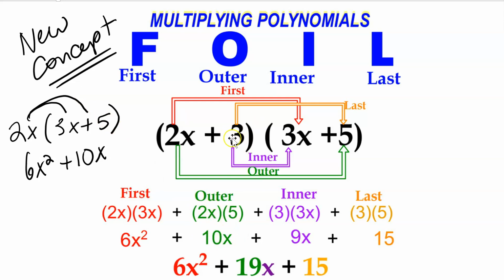But now the 3 is over here, and we can't forget about the 3. The 3 is still being multiplied by this. This is for teaching purposes, you don't have to write this down. With 3x plus 5, we're still doing the same thing. So I have the 3 times the 3x, which is going to give me my inner term, 9x. And then my 3 times my 5 is going to give me 15. So we have the first, outer, inner, last.